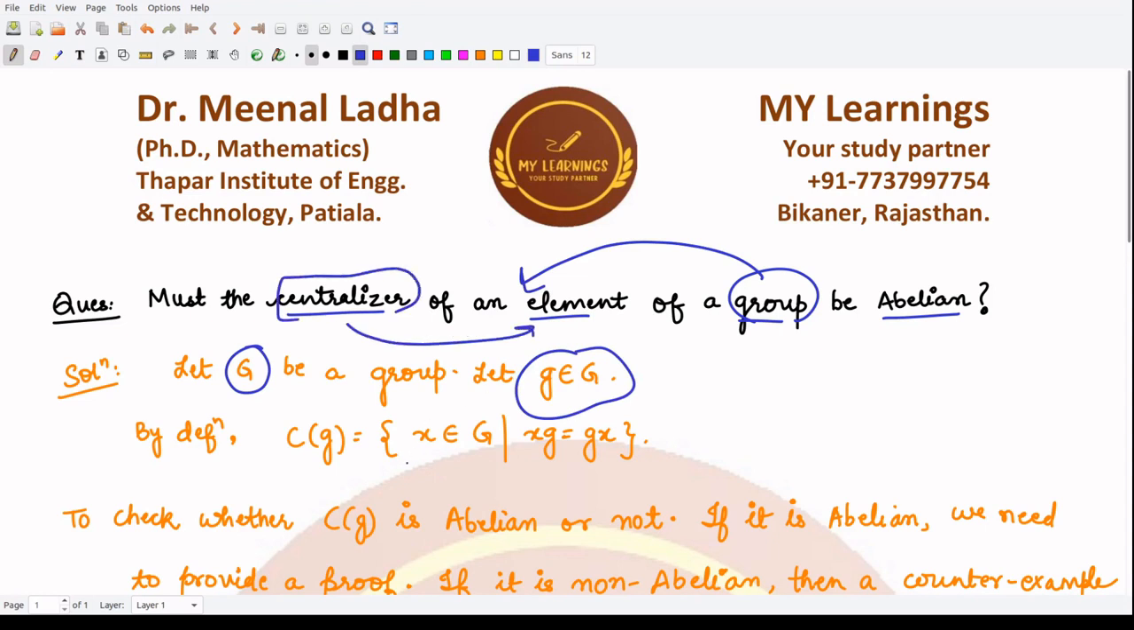According to the definition, it would consist of all the members x from the group G such that they commute with this small g. Those elements commute with g, correct? Now we need to check whether this set, which is the centralizer of g, is abelian or not. If it is abelian, we have to provide a proof for it. If it is not abelian, in that case we need to give a counter example for it.